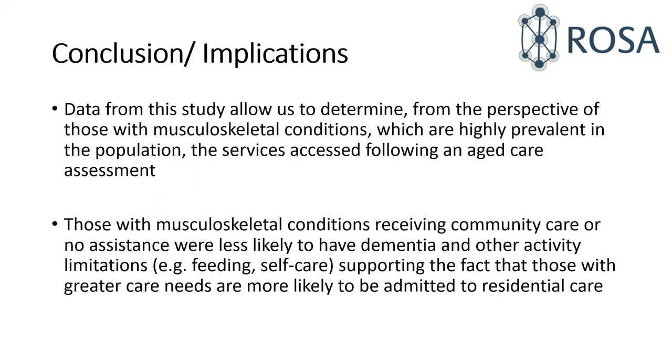Data from this study allows us to determine, from the perspective of those with musculoskeletal conditions, the services that are accessed following an aged care assessment. Those with musculoskeletal conditions receiving community care or no assistance were actually less likely to have dementia and other activity limitations such as feeding or self-care, which supports the fact that those with greater care needs are more likely to be admitted to residential care.